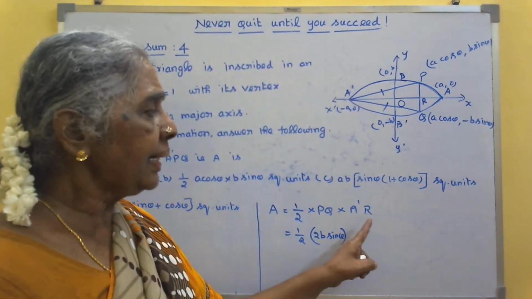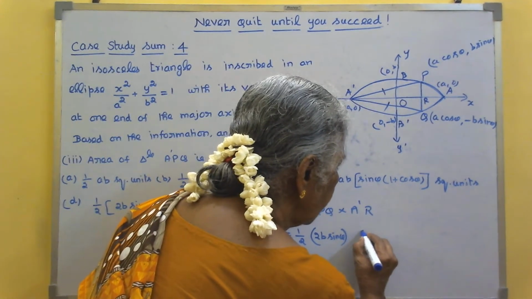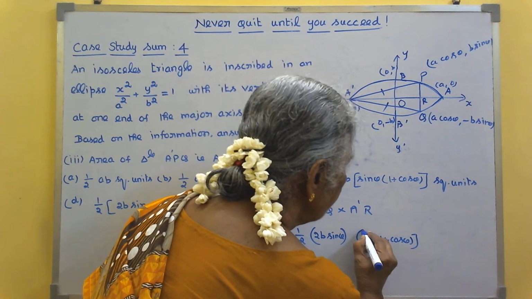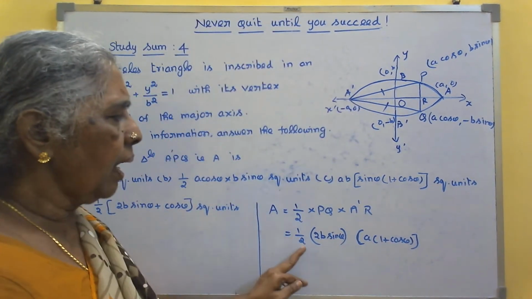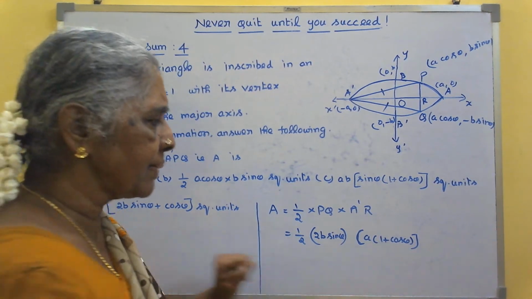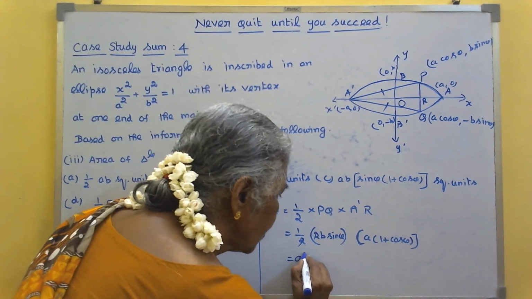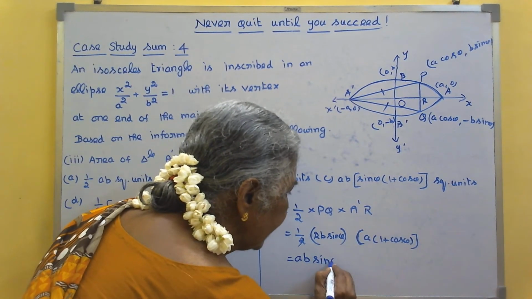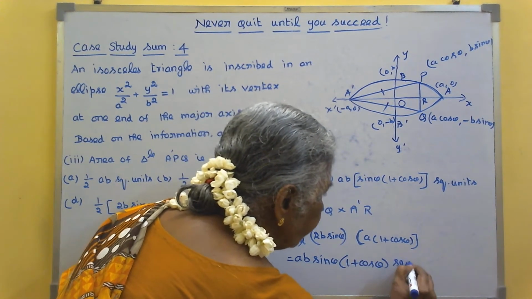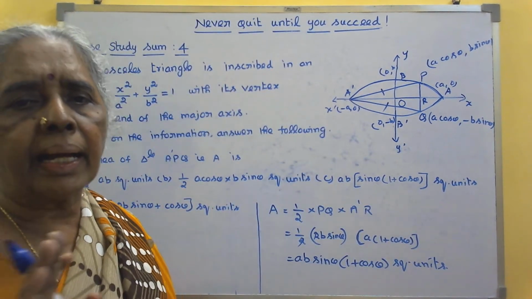A dash R already you have found out, that is equal to A into 1 plus cos theta. So now you get half into 2B sin theta into A into 1 plus cos theta. This 2 and this 2 will go. You can write this AB first. AB sin theta into 1 plus cos theta square units. This is the area of triangle A dash PQ.